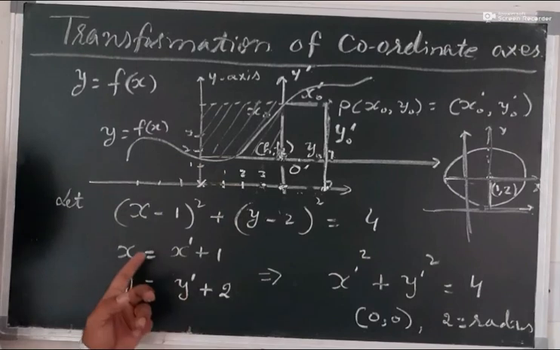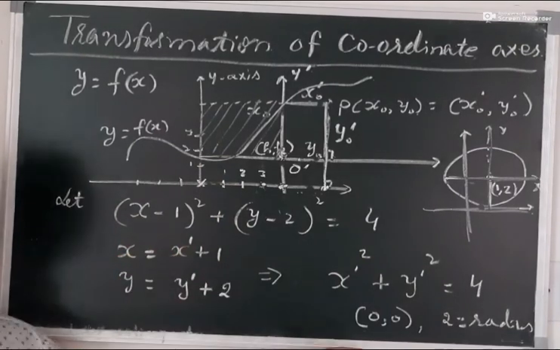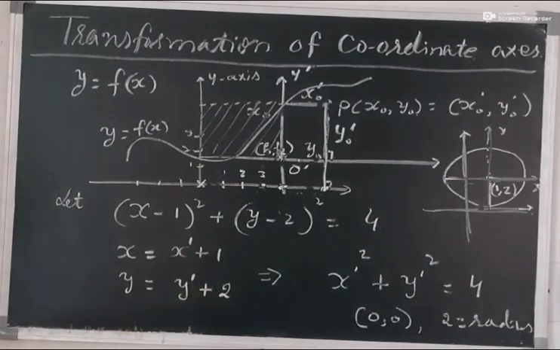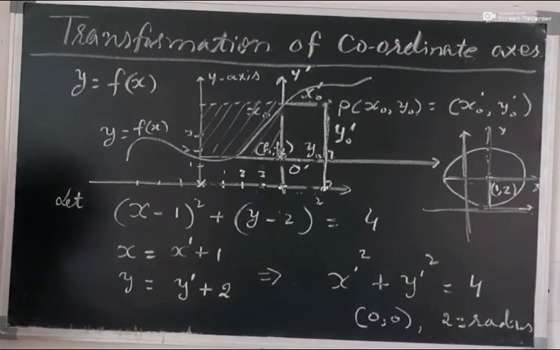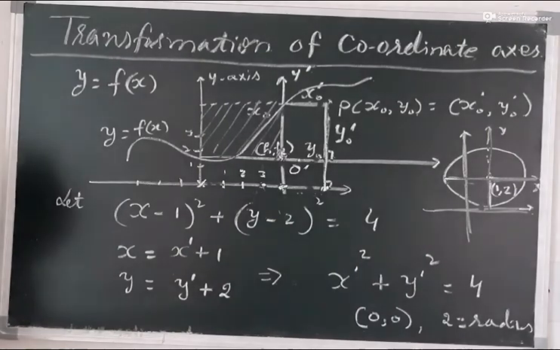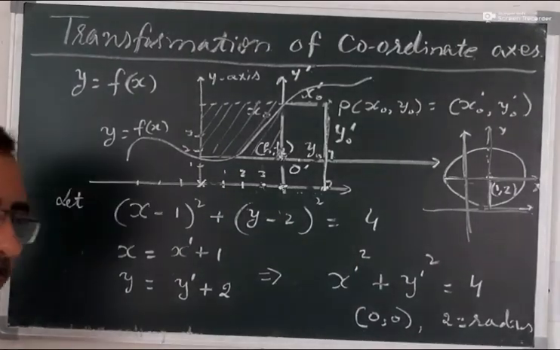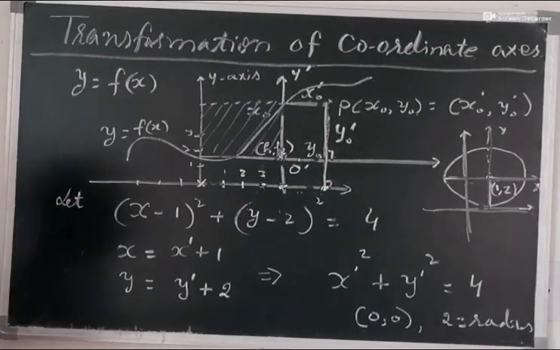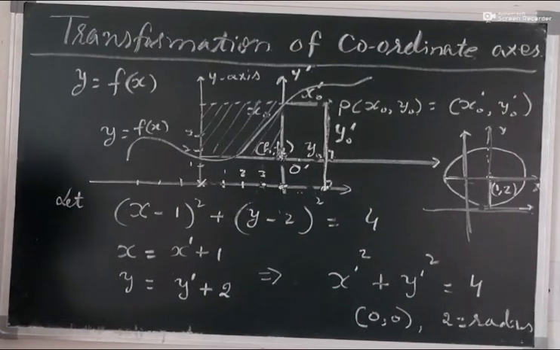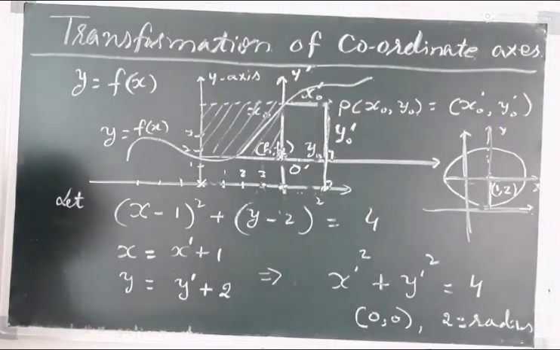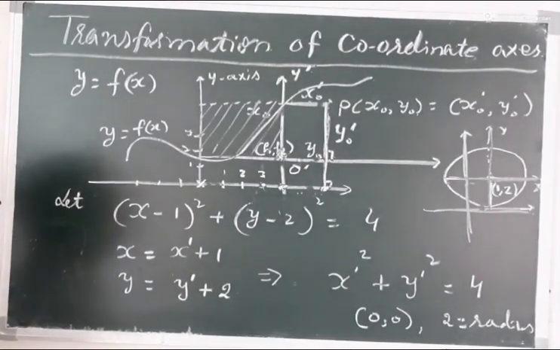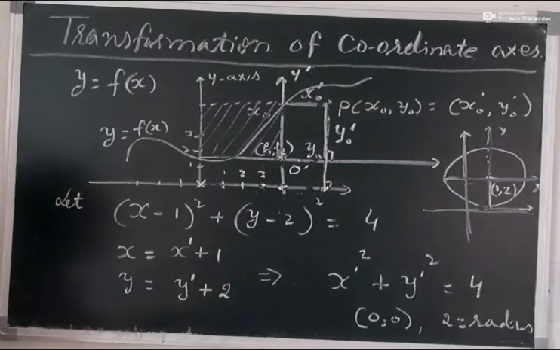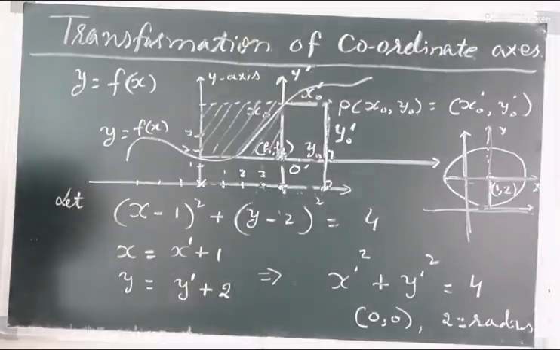So the center has changed from (1, 2) to (0, 0), but the radius earlier was 2 and now is also 2. So it means when we change our coordinate axis, there are certain things which remain invariant and there are certain things which are changing. So it is natural to ask what things will remain invariant if I shift my origin keeping my coordinate axis parallel to the original axis.